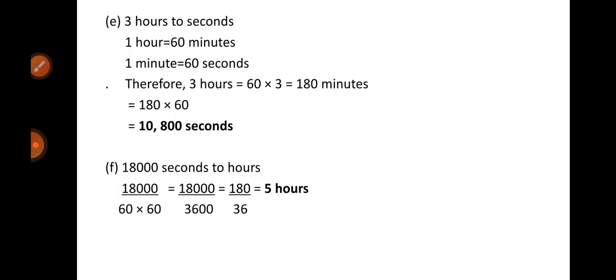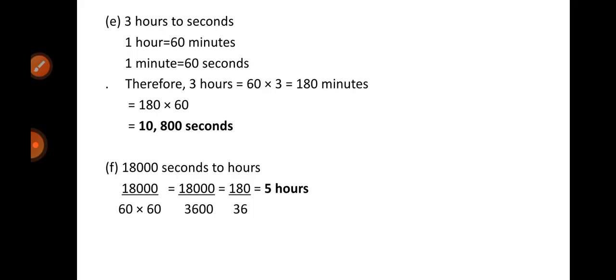We know that seconds are always big, but hours, 3 hours, 3 is small. Seconds now will be very much big. Meanwhile, 3 hours is bigger than 3 seconds. 1 hour is equal to 60 minutes, and 1 minute is equal to 60 seconds. Therefore, 3 hours is equal to 60 times 3, which is 180 minutes.